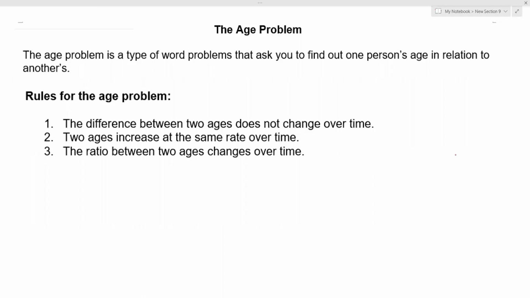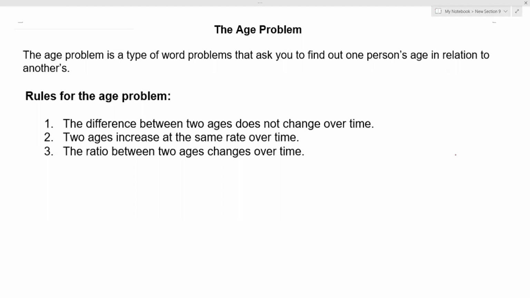The first rule is the difference between two ages does not change over time. And that is very easy to understand, right? If you are older than your brother, for example, if you are 3 years older than your brother, then you will always be 3 years older than your brother, and that does not change with time.